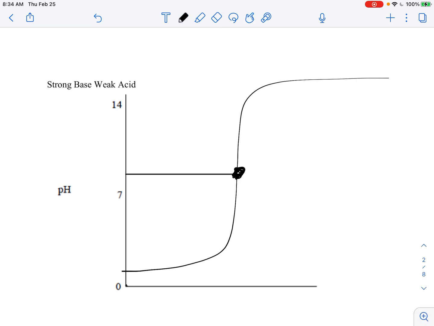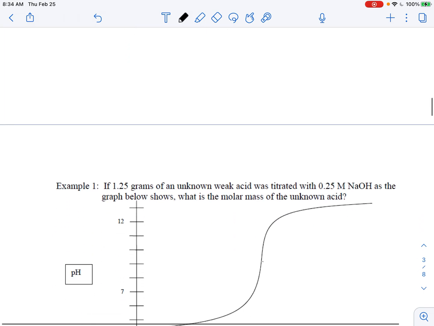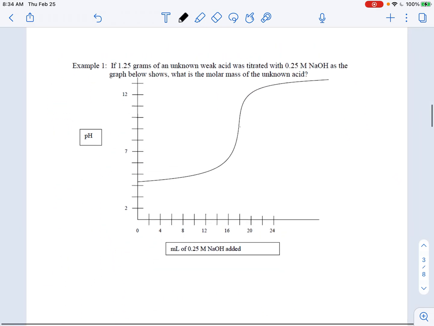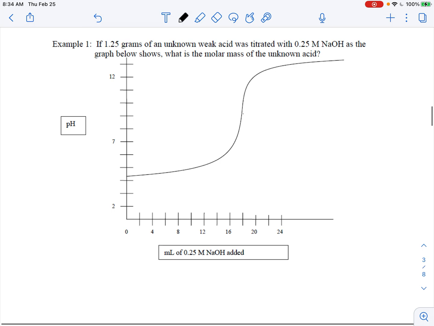The nice thing about this is in all of these cases, you still have that the moles of the acid is equal to the moles of the base. So this then lets us do a bunch of different other types of problems that they could throw your way. So for example, it says, if 1.25 grams of an unknown weak acid is titrated with 0.25 molar sodium hydroxide, what is the molar mass of the unknown acid that is there?